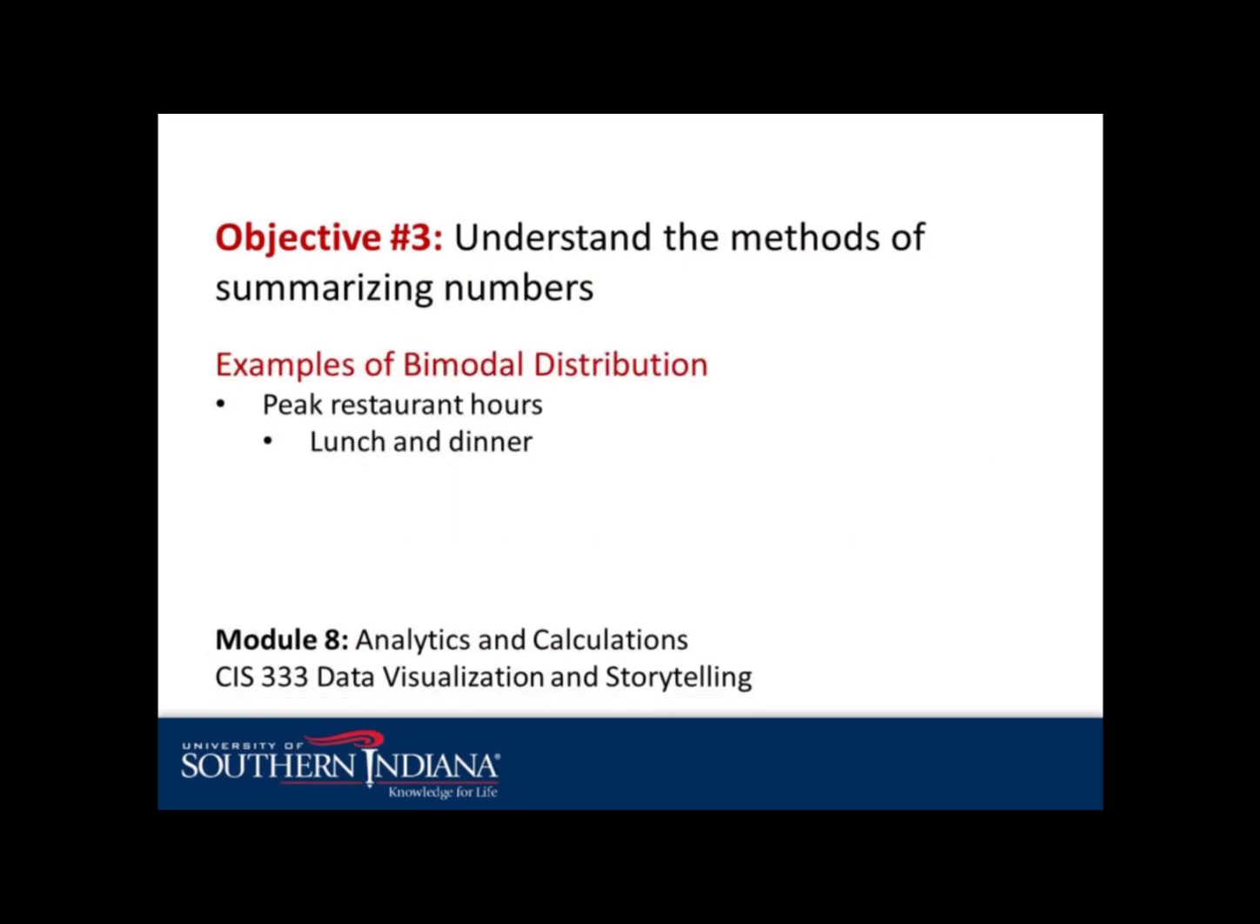Basically, it means that you have two groupings in your data. One example is you may have peak restaurant hours, where you have a peak at lunchtime and a peak at dinner time. So that would be considered a bimodal distribution.